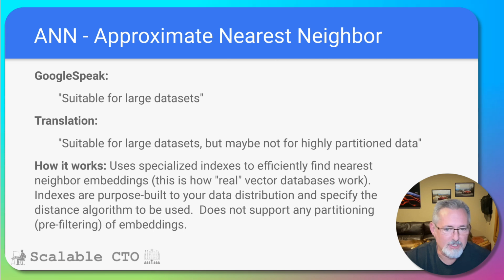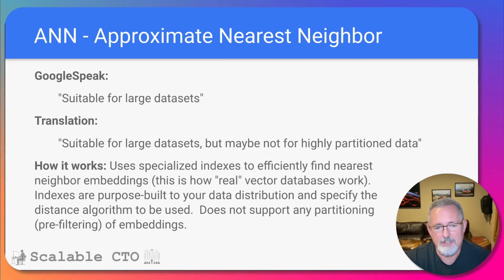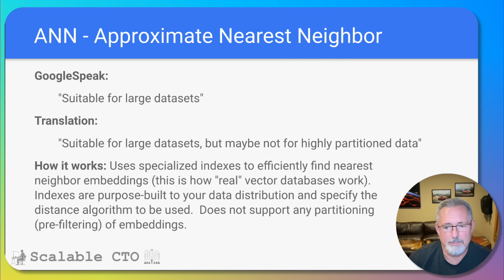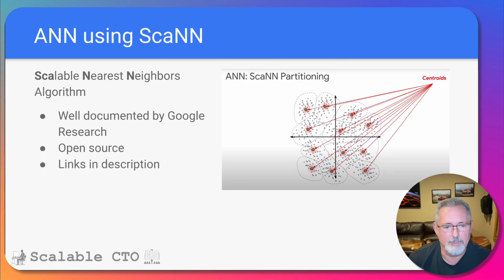So the way it works is it uses a specialized index to efficiently find the nearest neighbor embeddings, and it works the way a real vector database works. So you build these purpose-built indexes that are built around your data distribution. It's not unlike training an ML model to build these indexes. And you pre-specify the distance algorithm to be used and a whole bunch of other parameters. It doesn't support any partitioning or pre-filtering of the embedding. So you're basically going to go against whatever that whole table is, and you're going to be able to efficiently compute the things that are the closest to a target embedding, but not be able to do really any pre-filtering on that. So it's more efficient in some ways and maybe less efficient in some other ways, which I'll talk about.